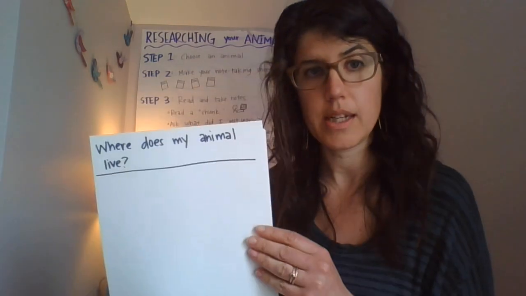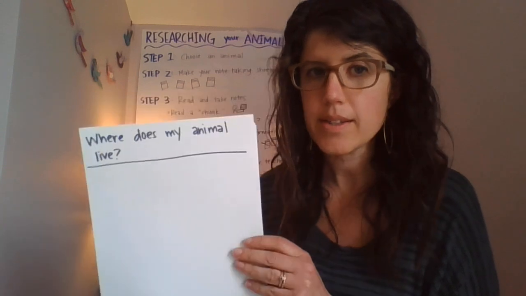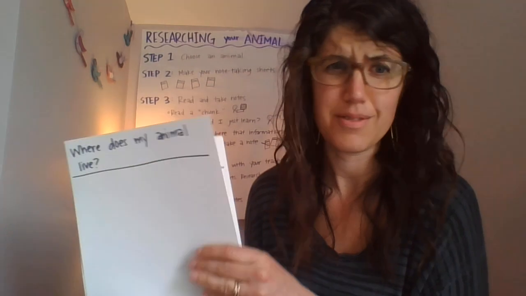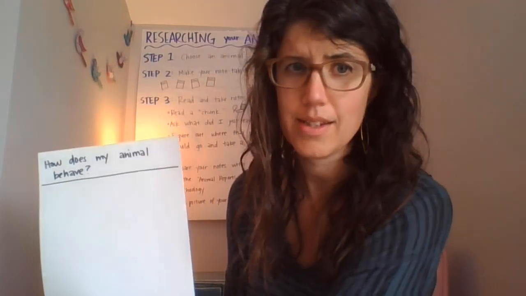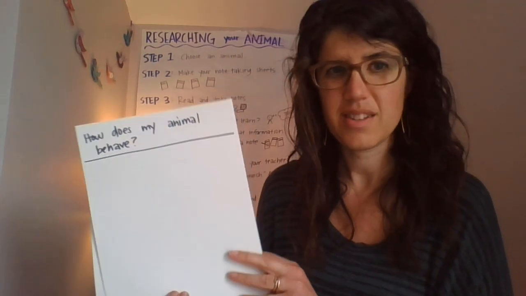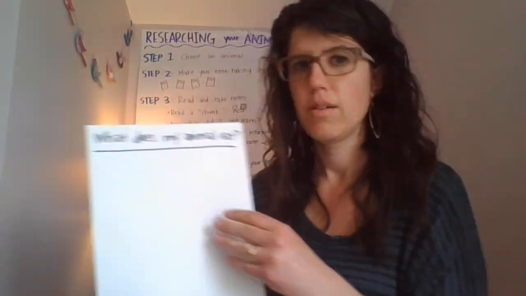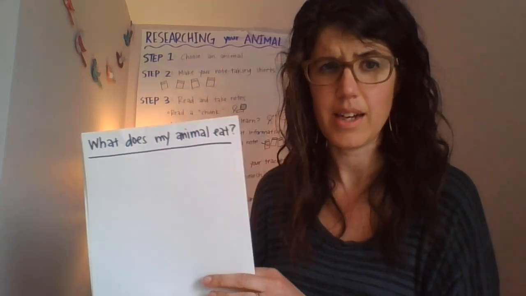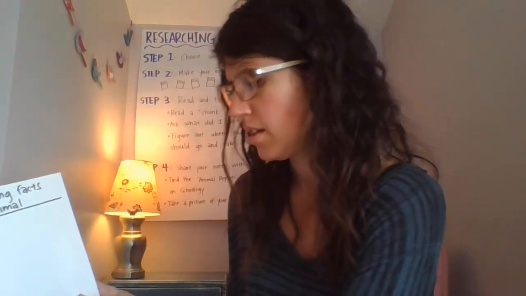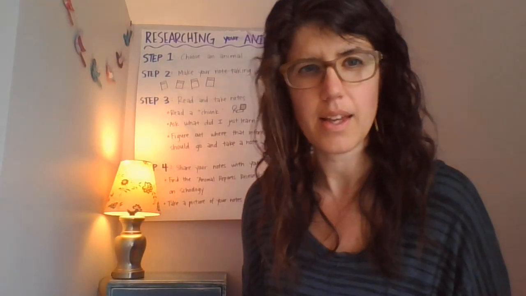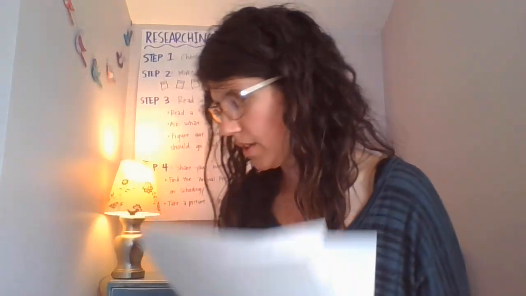So I'm going to go to my note-taking sheet. And next I need to think, where does that information belong? Does it go under where my animal lives? No, totally doesn't. How much a polar bear weighs has nothing to do with where the polar bear lives. How does my animal behave? No, it doesn't really fit there. What does my animal eat? I mean, I guess it has to eat a lot, but it doesn't really talk about what it eats. So other interesting facts about my animal, I think that's where that would go.